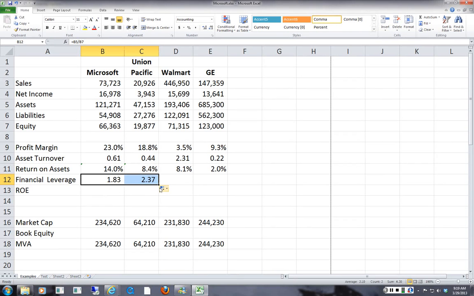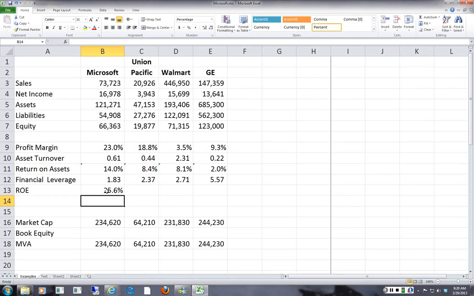Union Pacific Railroad's 2.31. Walmart's 2.71. They've got a lot of leverage there. And GE, look at that, 5.57. They've got an enormous amount of leverage there. So now, with the DuPont method, to come up with return on equity, we're going to take this return on assets and multiply it by the financial leverage.